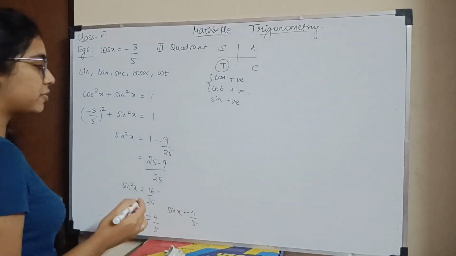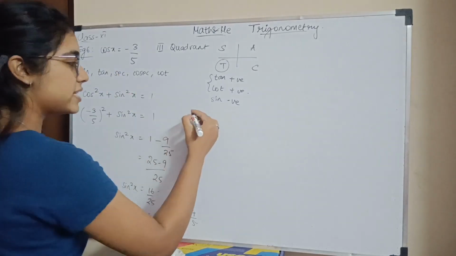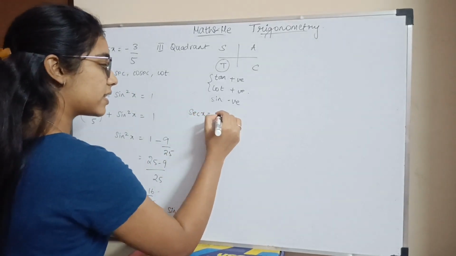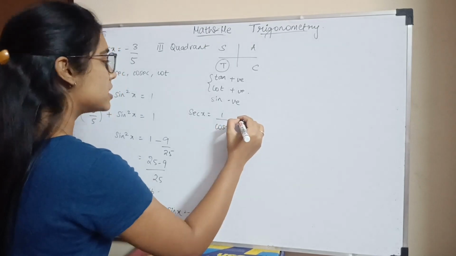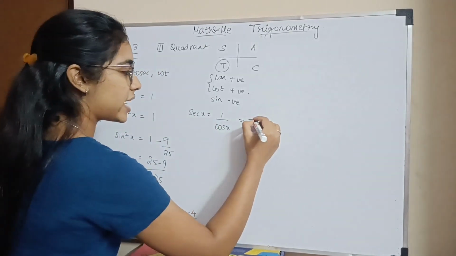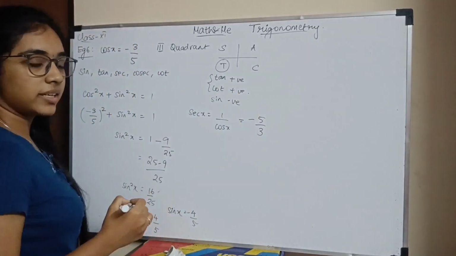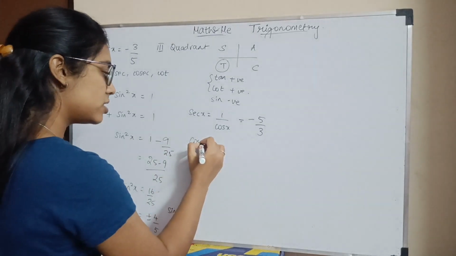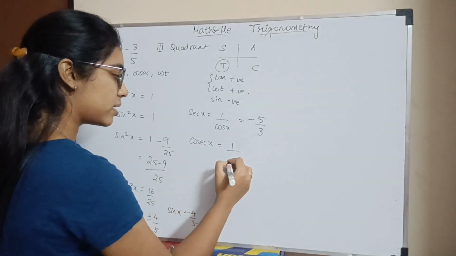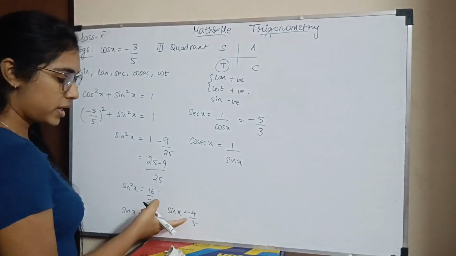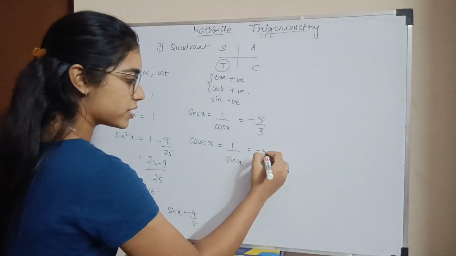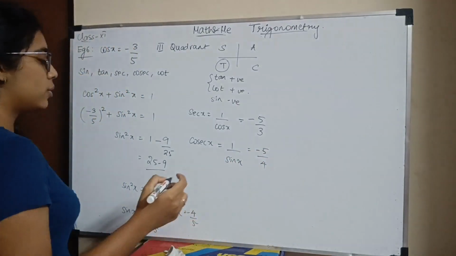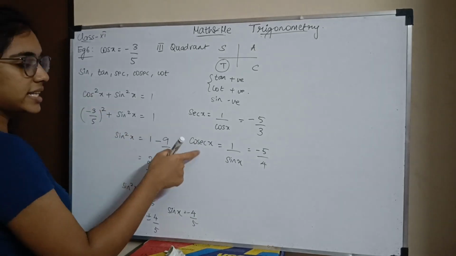So you have to find the other functions. If you know cos, you can find secant. Secant x is nothing but 1 by cos x, which will be the reciprocal of this, so it will be minus 5 by 3. So this is secant x. Next, what is cosecant x? Cosecant x is nothing but 1 by sin x, the reciprocal of this, so it will be minus 5 by 4. What are we left with? Sin, secant, cosecant are done.